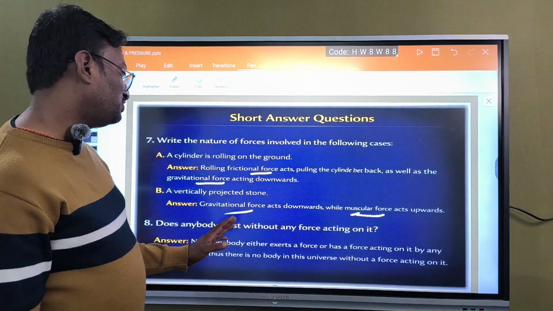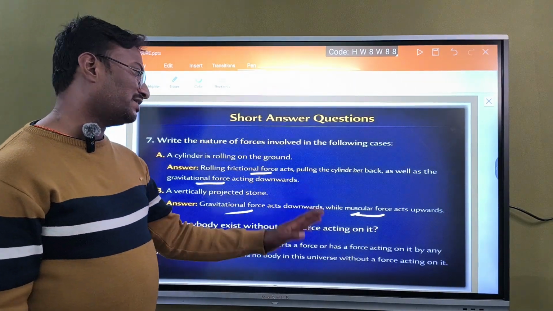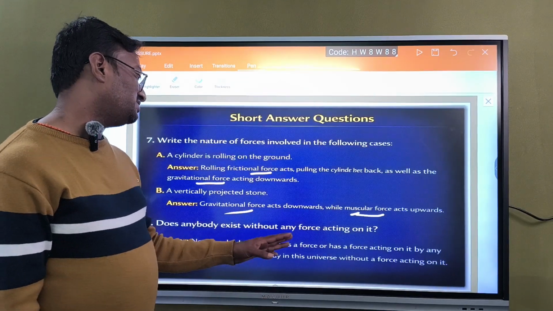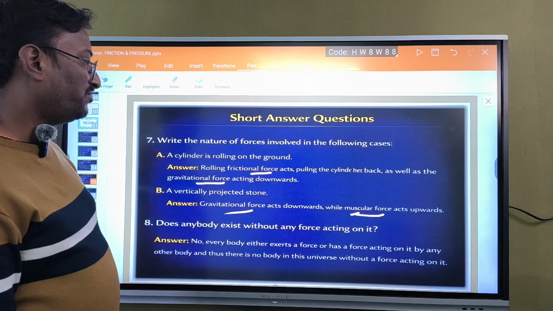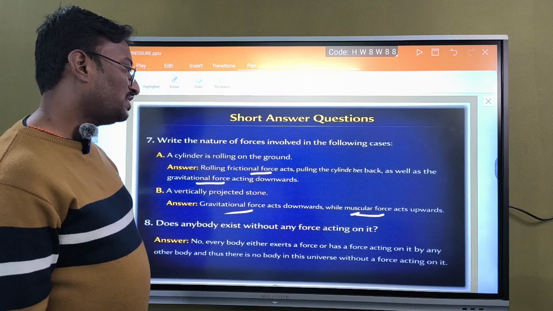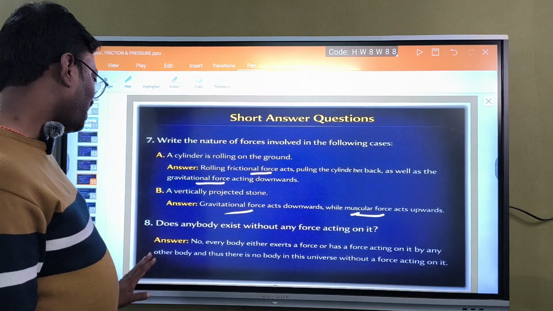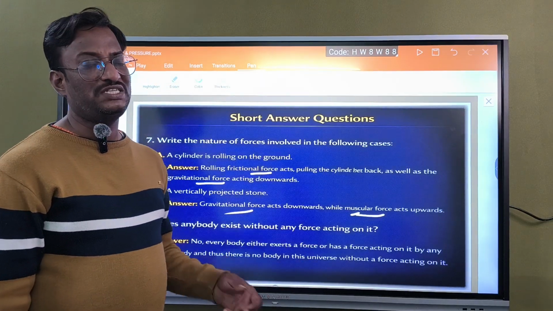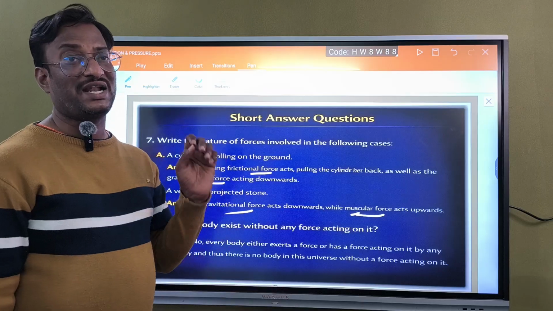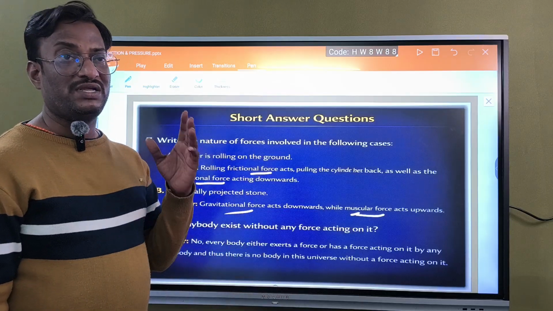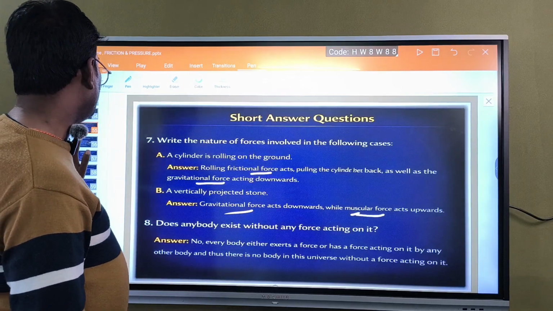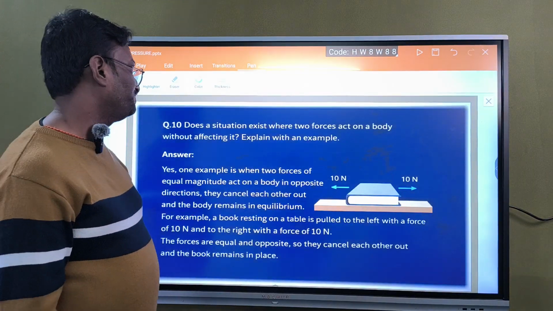Does a body exist without any force acting on it? No, never. A body never exists without a force acting on it by some other body, and thus there is no body in the universe without force. At least the gravitational force will be there on every body. So we cannot expect any body without force.